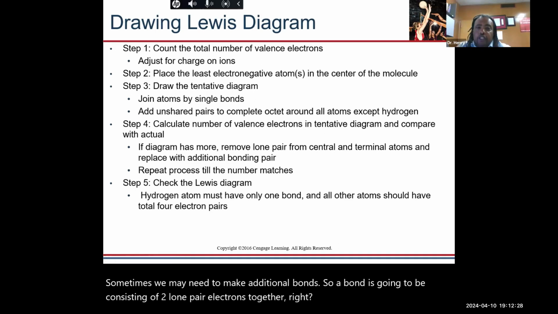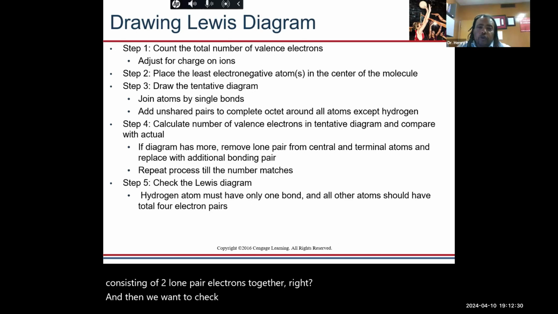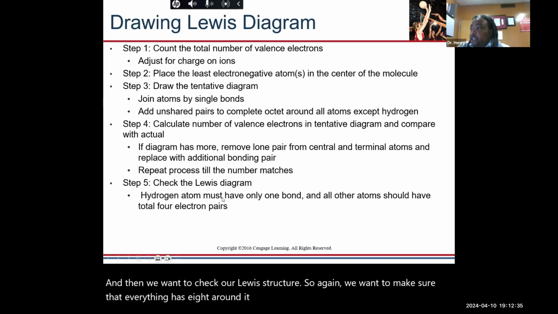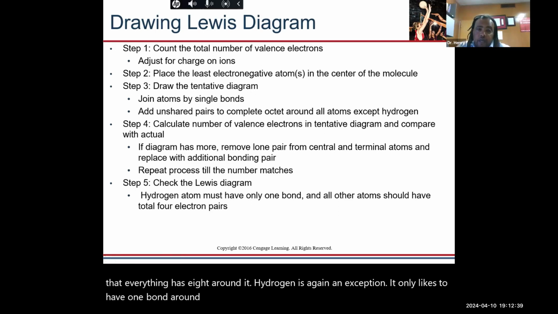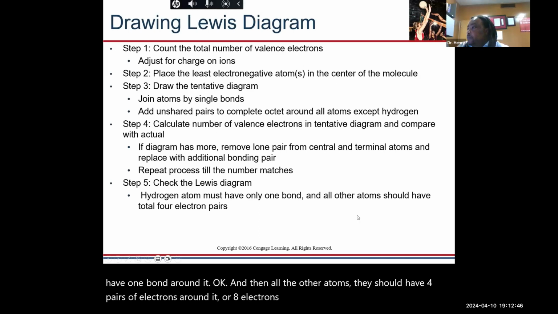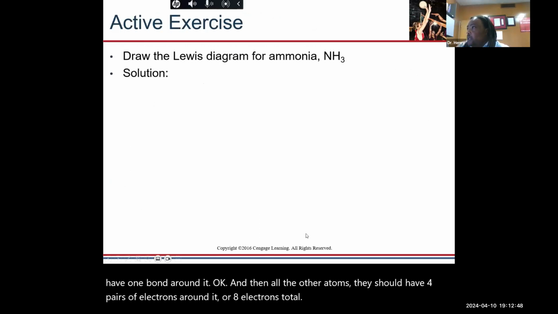And then we want to check our Lewis structure. Again, we want to make sure that everything has 8 around it. Hydrogen is, again, an exception. It only likes to have one bond around it. All the other atoms should have 4 pairs of electrons around them, or 8 electrons total. Okay, so let me show you what I mean.